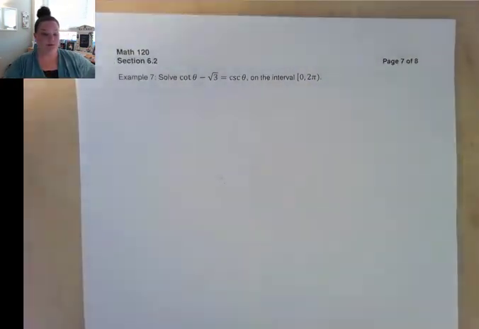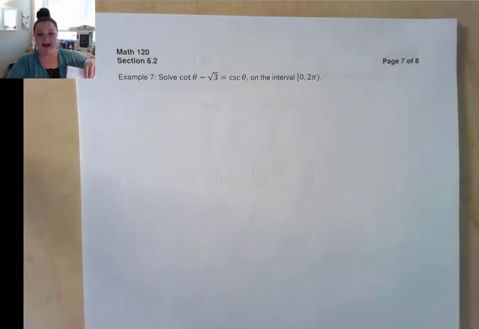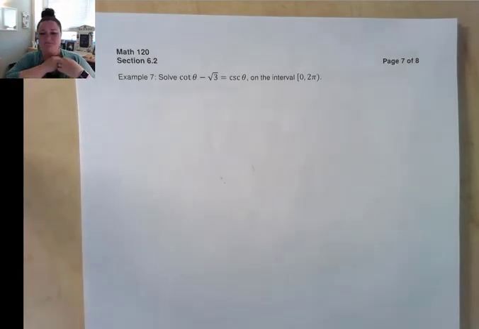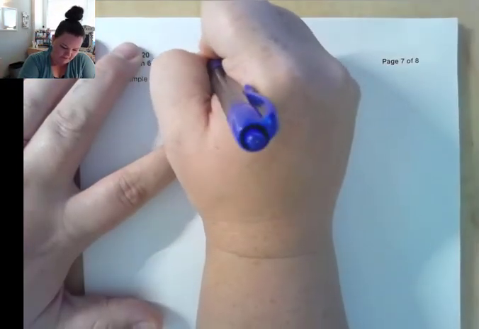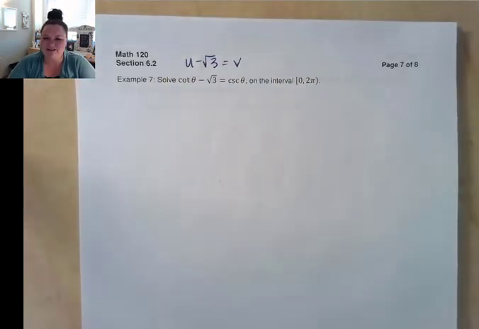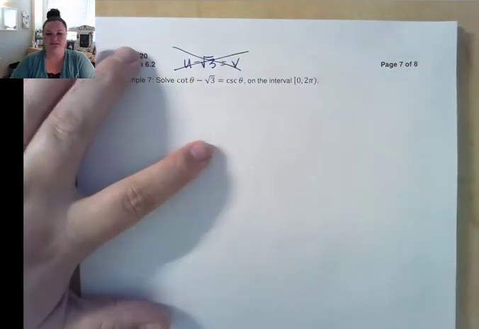All right. So number 7, notice right away I see that I have a cotangent value and I also have a cosecant value. Okay? Those are not the same. Those are not inverses. So already I'm thinking, okay, well, if I put u in for cotangent and v in for cosecant, then I would just have u minus the square root of 3 equals v. That's not something I can solve for u or v. So that substitution really doesn't help me out.